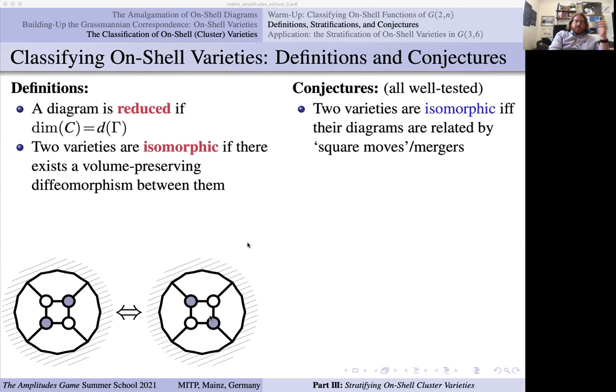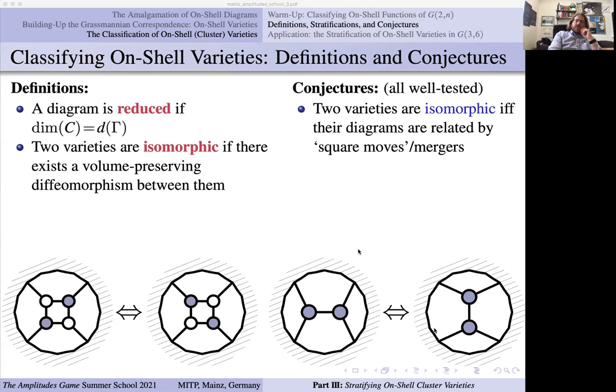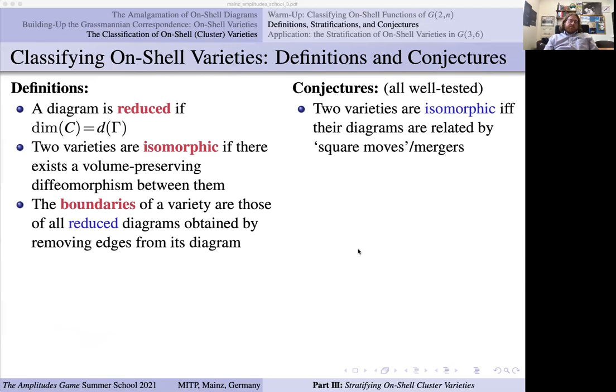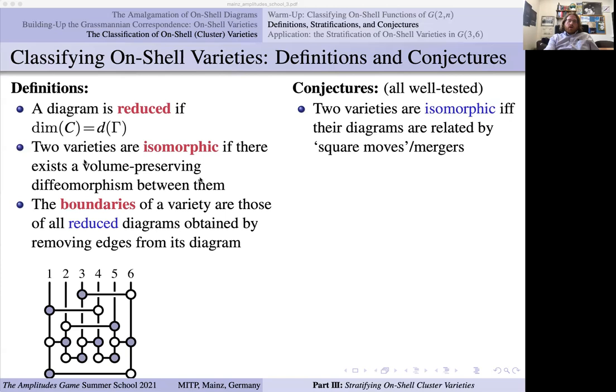And also this, the merge-unmerge relation. Now, this definition is very important and very generic, and it has nothing to do with planarity, which is that the boundaries of one of these on-shell varieties correspond. So you hand me a graph, and I can compute the boundary configurations by just finding all the edges that, when I remove them, the dimension of the subspace drops by exactly one.